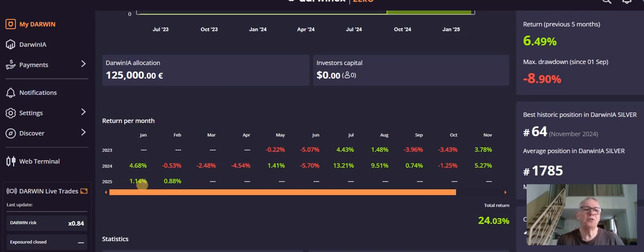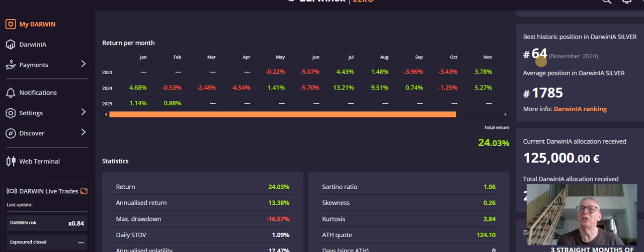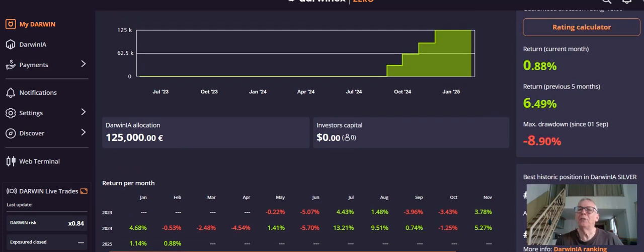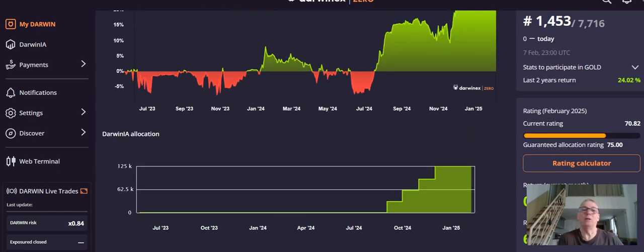There's my profit. January, 1.14%, pretty crappy. February, it's only early, 1 week, just under 1%. All right, so there's my best ranking, 64. Not sure how many's in there. Yeah, so there's my most recent stuff. There's my maximum drawdown since the 1st of September. It's only 8.9. And my return the previous 5 months is only 6.5%. That's not very good, is it? But I'm making money. I'll show you in a second.